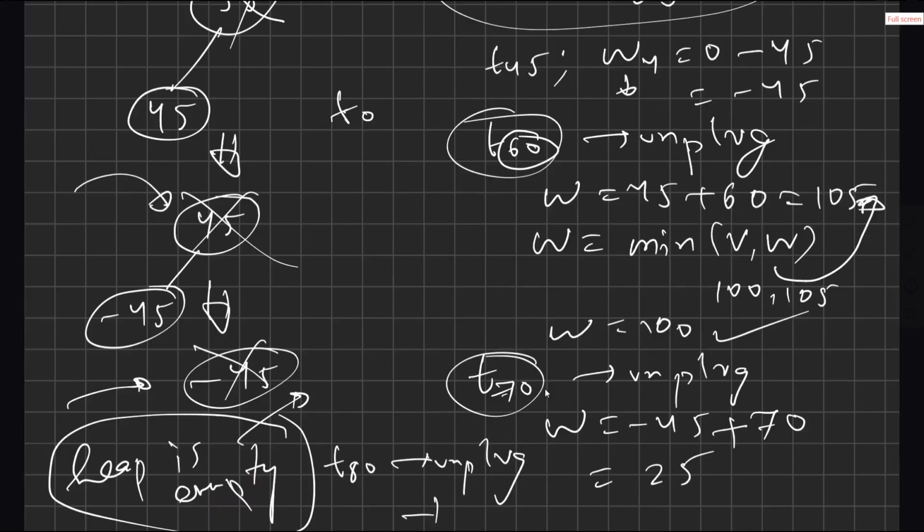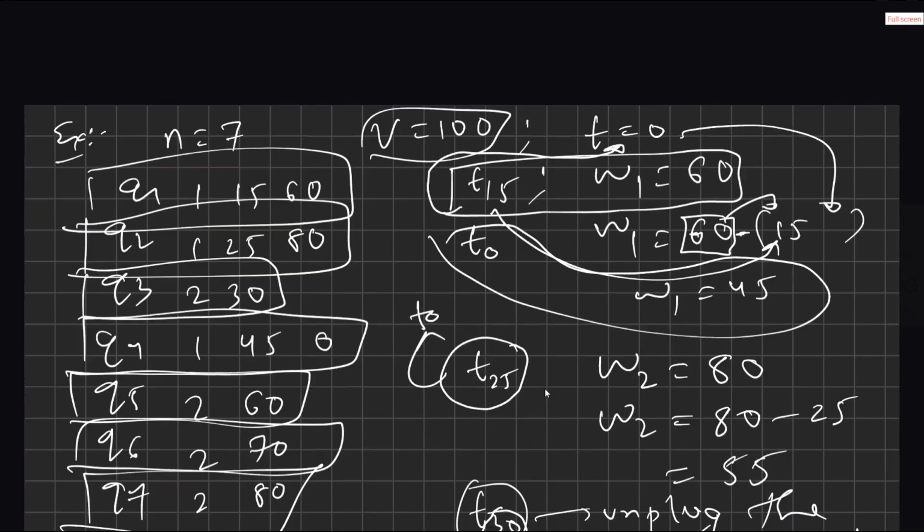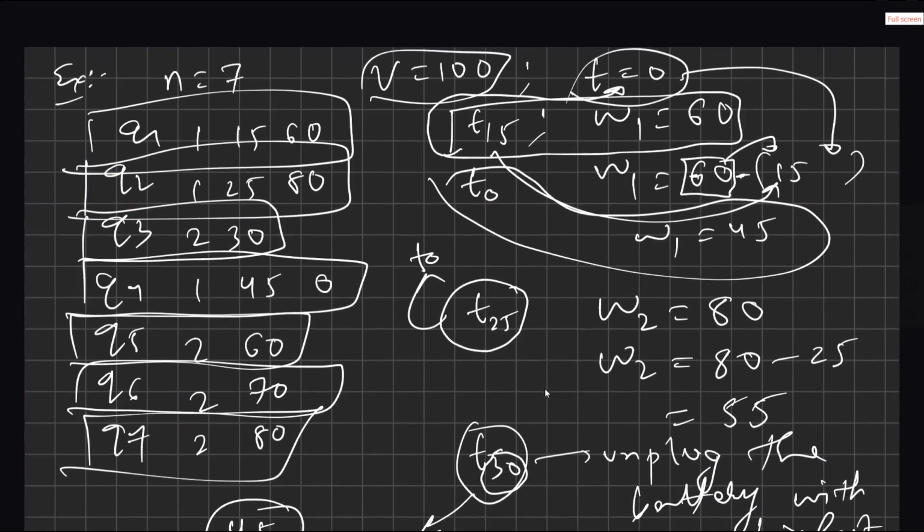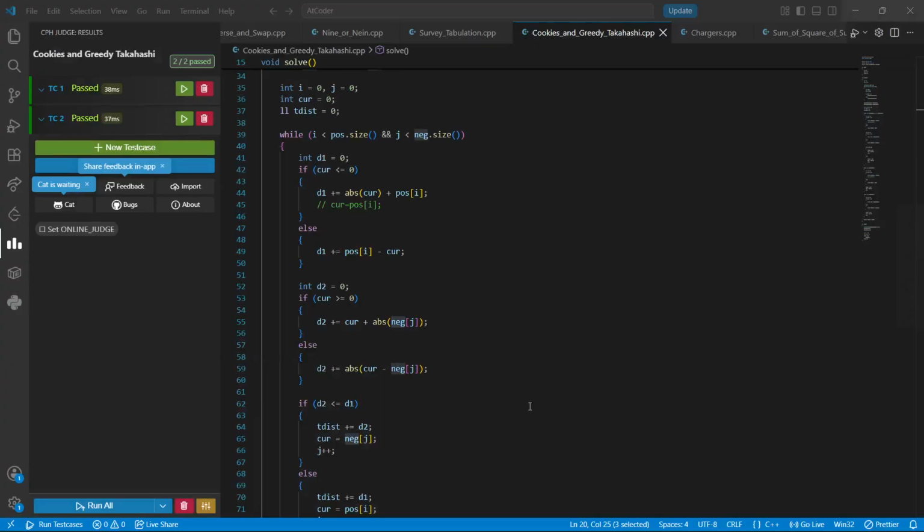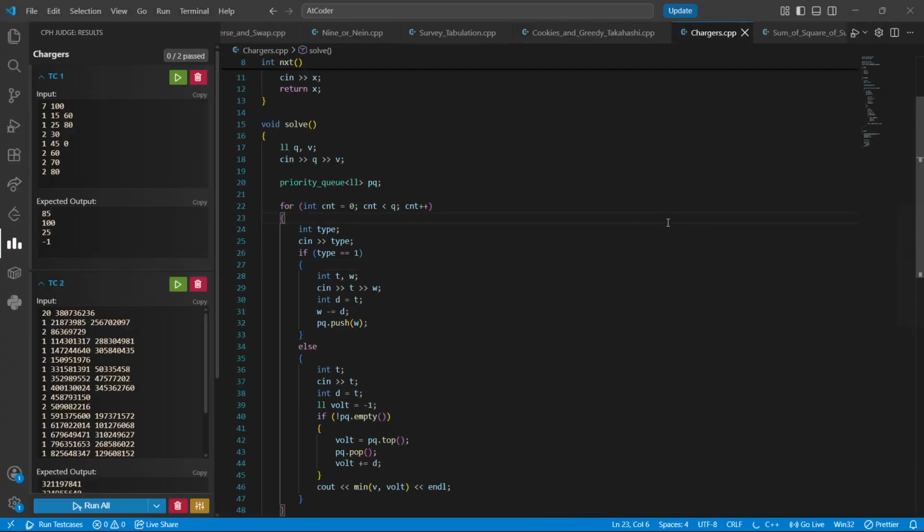So this was it about the problem statement, not anything a lot, just the time referencing to 0 and using priority queue. So I think you guys have understood the problem statement. Let's move to coding part. In the coding part only I will be explaining you everything.